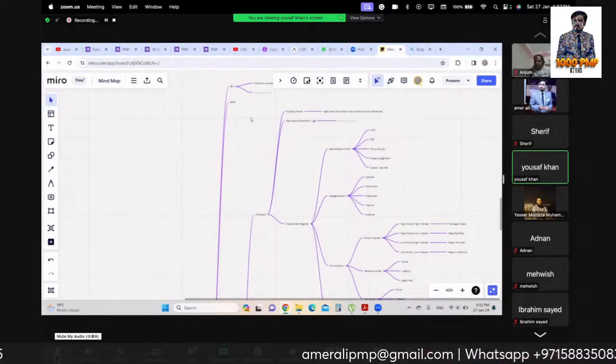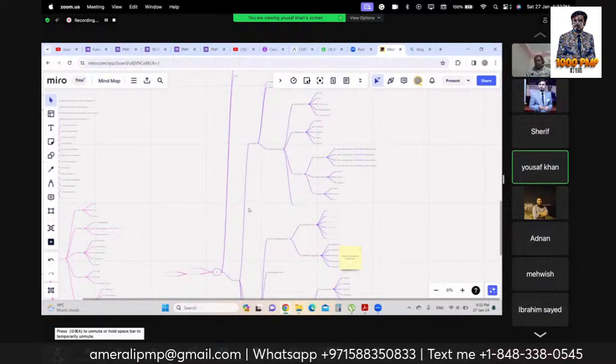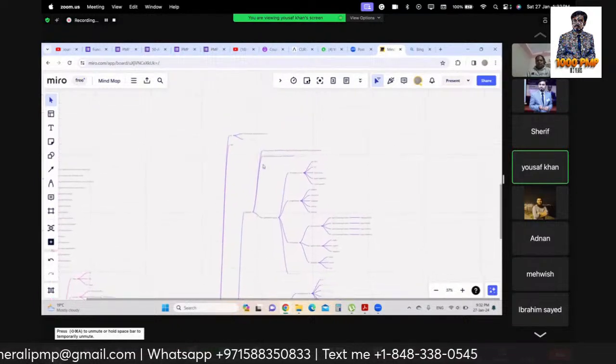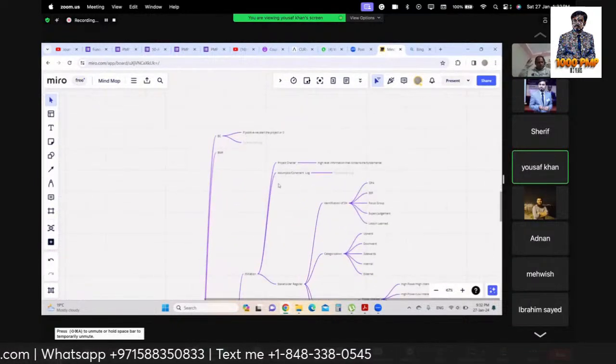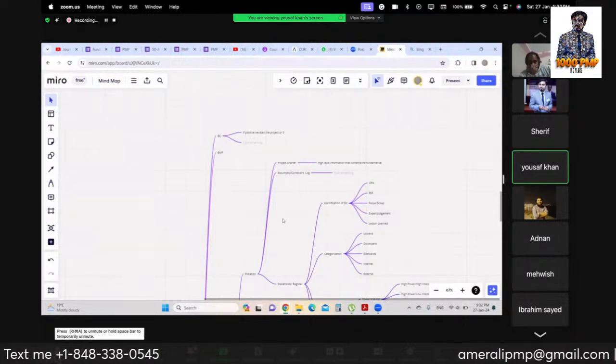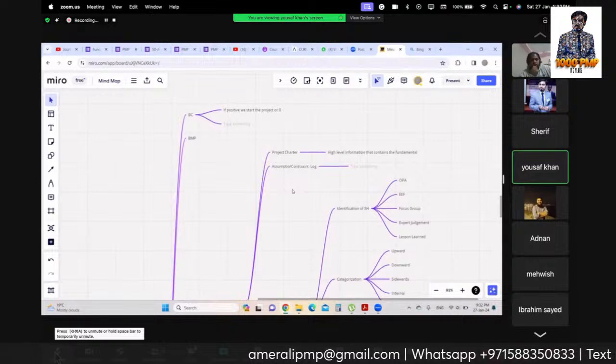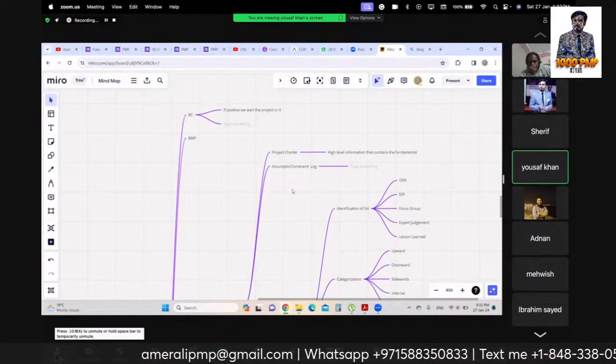Okay, so in project planning, what we do is we have need assessment, a business case, and a benefit management plan. This is the pre-initiation stage, and then from there we go to the initiation stage, where we have 3 basic things: the project charter, the assumption log, and the stakeholder register.